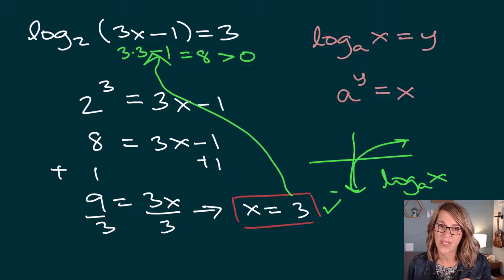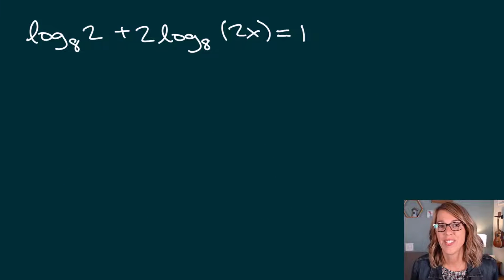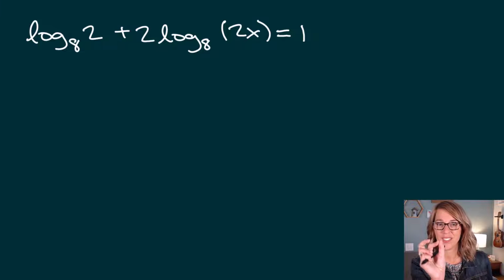So a few things to think through. Let's look at an example with 2 logarithms. In this one, I've got 2 different logarithms. I need to combine those into a single logarithm. So we're going to go ahead and use some of our log properties. I also have this 2 out in front here. So I need to apply 2 of my log properties.